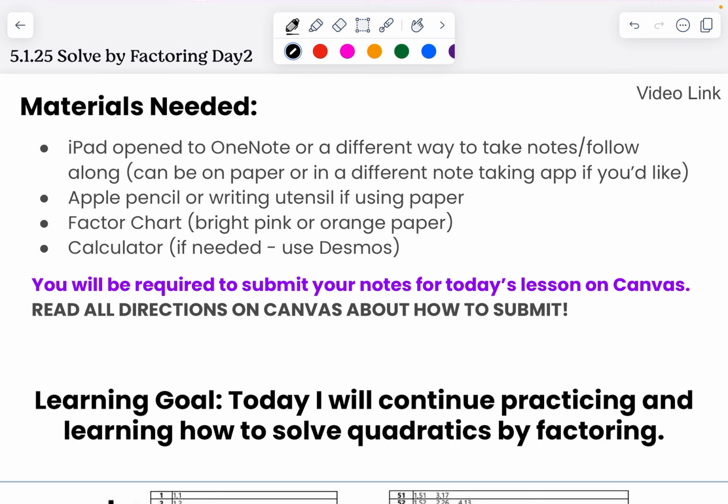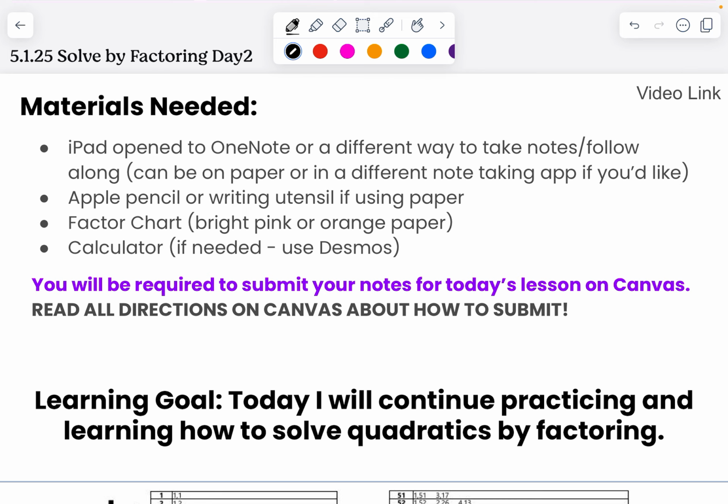Today, we're continuing our journey, practicing and continuing to learn how to solve quadratics by factoring. You're used to it by now. You know the drill. You're going to be taking notes on this lesson, and you are going to be submitting them on Canvas before the end of class. If not, you have until 11:59 p.m. tonight to get them in, right?